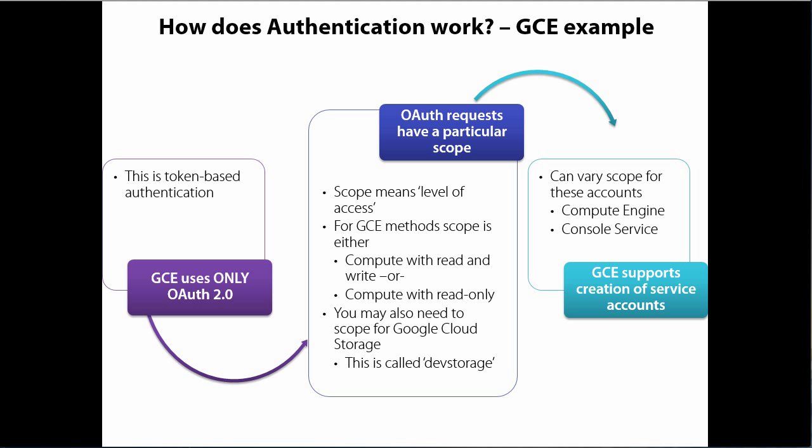All right, because authentication has been such a niggling problem, without getting too deep into it, just one more little discussion of it. Basically, in this particular example, GCE uses OAuth 2.0. It's token based. OAuth requests have a particular scope, talked about that, and scopes, as it's mentioned there, are read-write or read-only. You might also need scope for Google Cloud Storage, depending on how you set up your GCE instance. And GCE supports the creation of service accounts as well. I would say pull down my sample code and review it as a starting point.